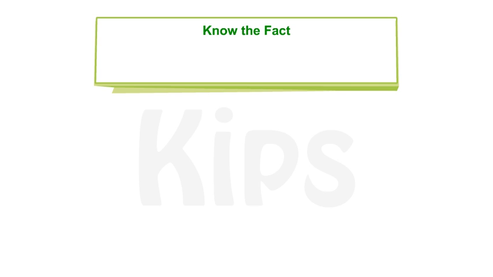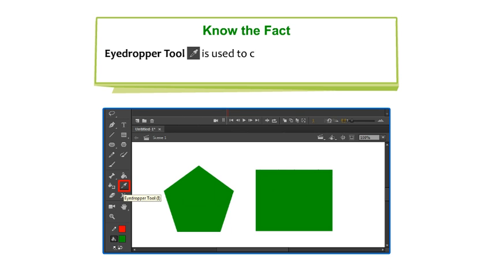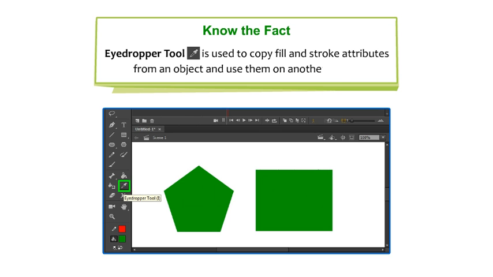Let me now share a fact with you. Eyedropper tool is used to copy fill and stroke attributes from an object and use them on another object.